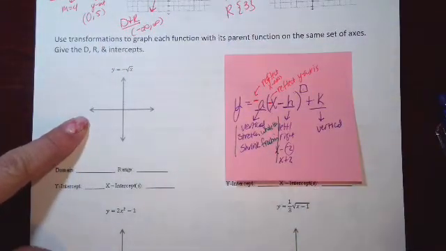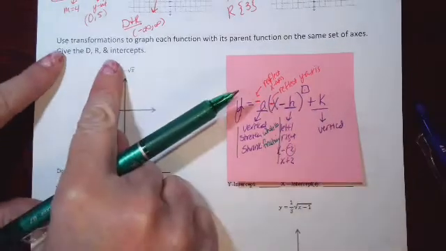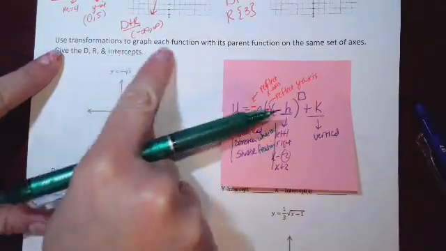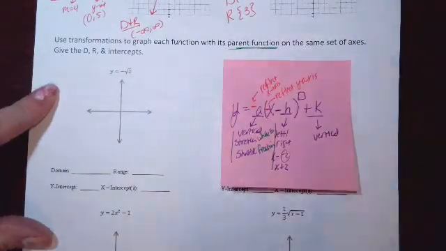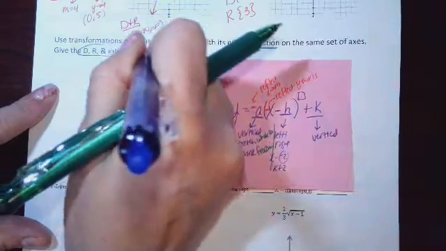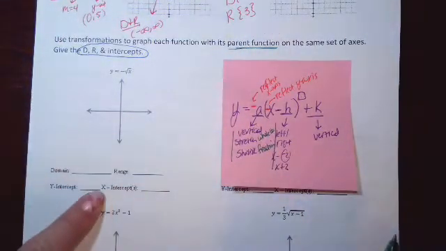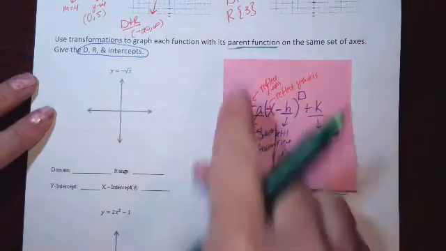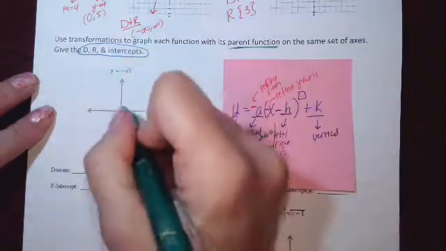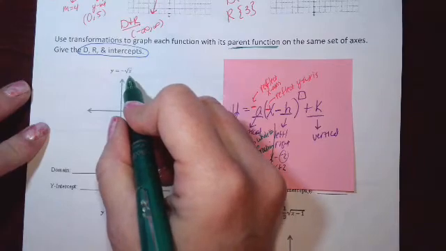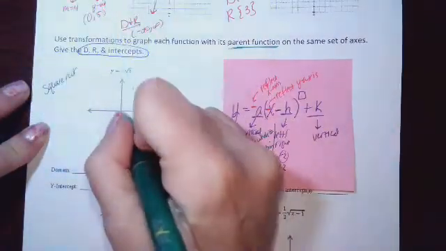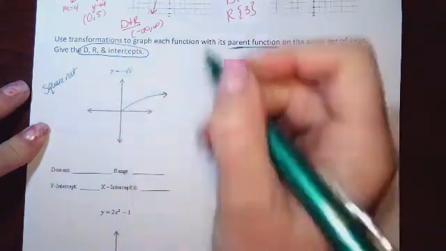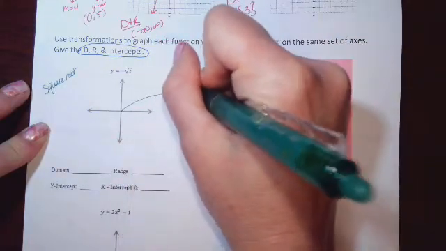Well, my parent function here, okay, and this is very important. Again, make sure you're reading instructions: using transformations to graph with its parent function, and then we're going to give the domain, range, and intercepts. Now, I have lines for those so you don't forget on this assignment, but I don't always have that. When you graph the parent function, I'm going to graph all my parent functions in green. This is my square root function. The parent function is right here, that half parabola y equals square root x.